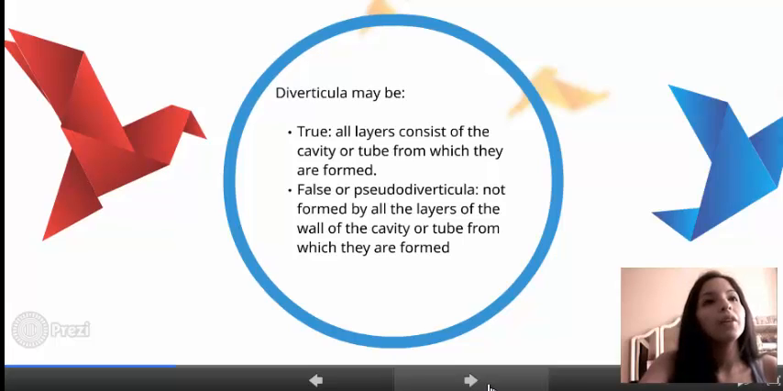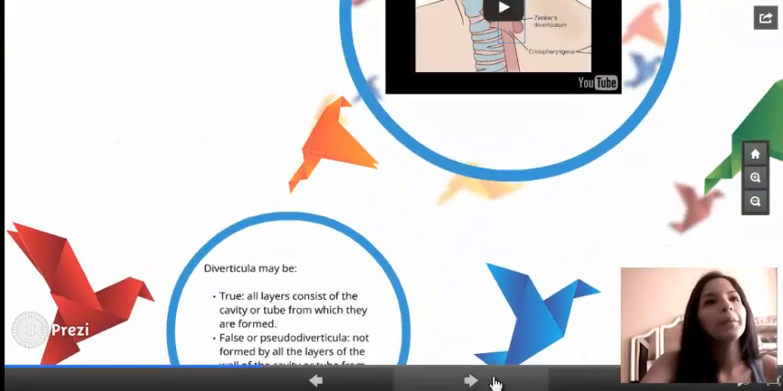A true diverticulum is formed by all the layers of the wall of the cavity or tube from which they are formed. A false diverticulum or pseudodiverticulum forms via only some layers of the wall of the cavity or tube from which they are formed.